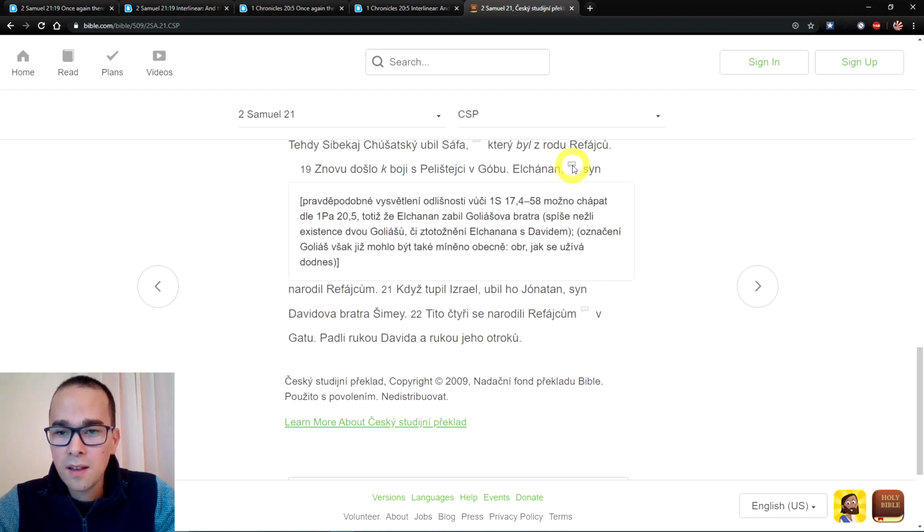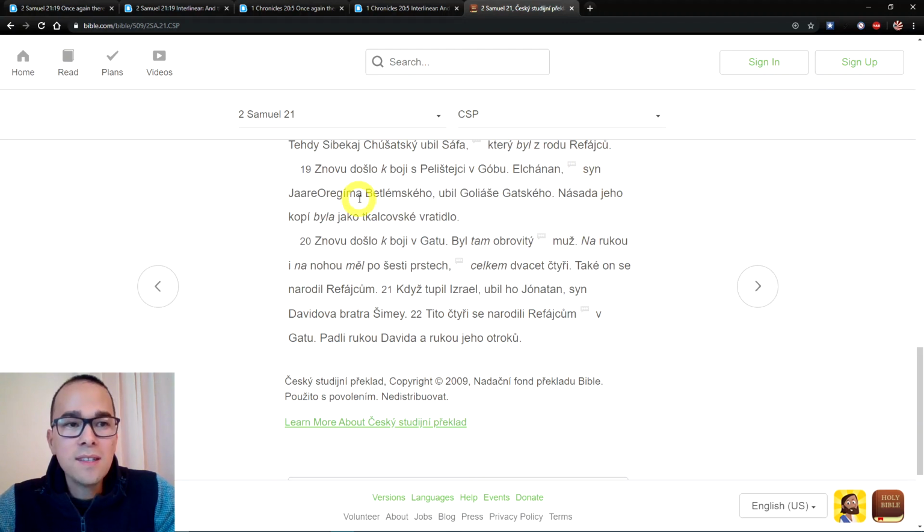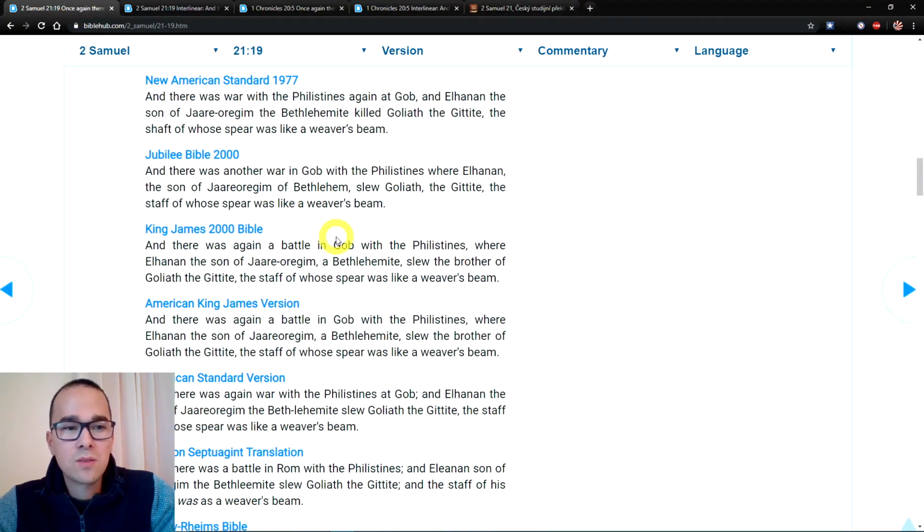The note in the Study Bible explains what's going on here, that Elhanan killed Goliath's brother. So that's why we need study Bibles. That's why study Bibles are so good, and everybody should be using study Bibles and should be reading every single note in them. Let's see how the translators dealt with it in English.